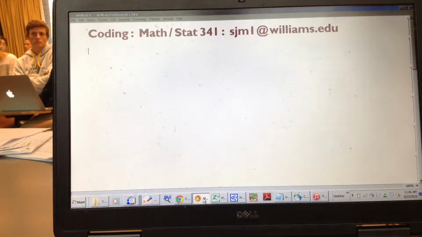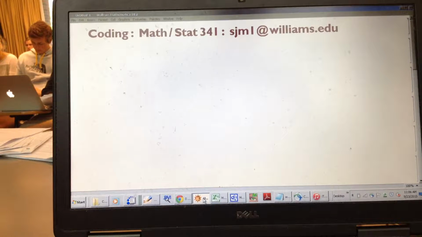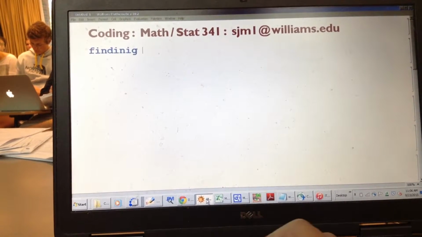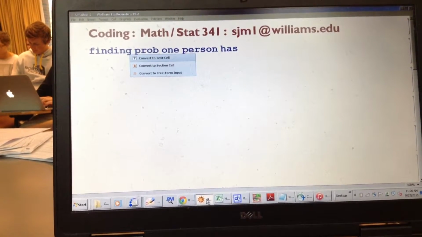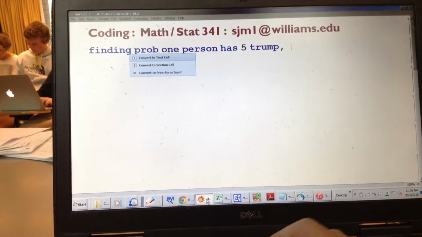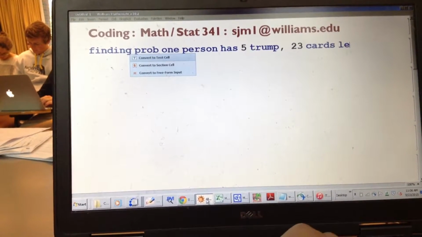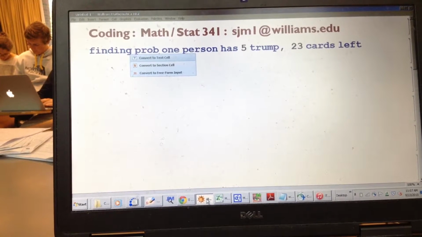So we talked about if you have 8 cards in trump between yourself and your partner, that means 5 trump are remaining for the other 2 hands of 13. What is the probability that one person has all 5 missing trump? So we want to write a computer code to solve that. So finding the probability one person has 5 trump, 23 cards left. All right? And so we want to figure out how to write the code for that.